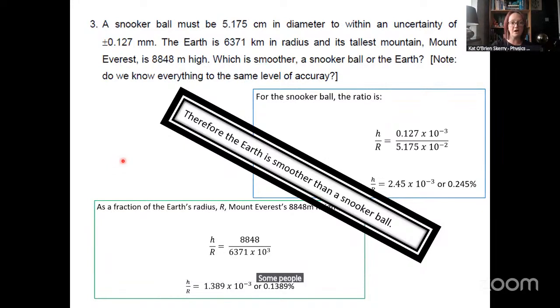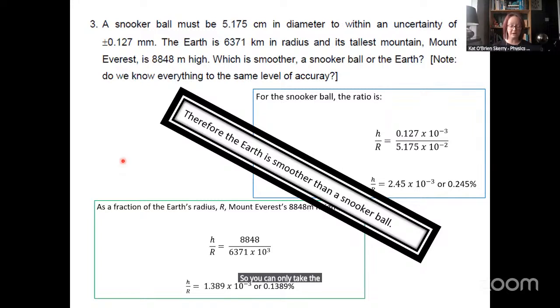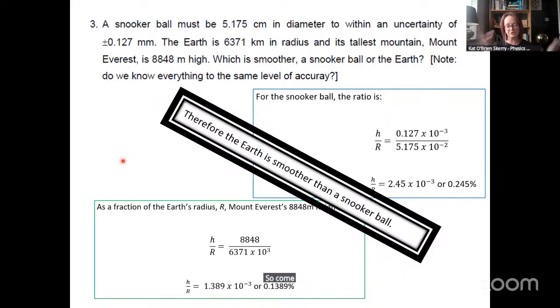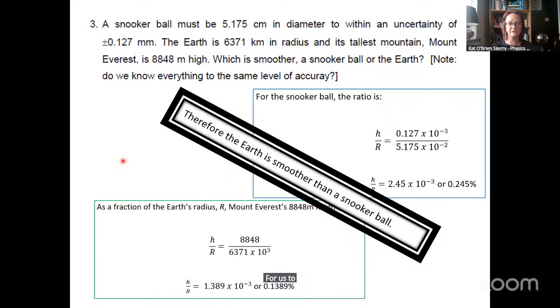Some people have asked about whether or not you can take the PAT when you're not applying to Oxford and then tell other universities how you got on. The simple answer is no. You can only take the PAT if we are able to match your PAT registration to a valid UCAS application. So come the 15th of October, once your UCAS form is in, we will cross-reference the PAT with UCAS. And both of those things need to be in for us to allow you to sit the PAT.